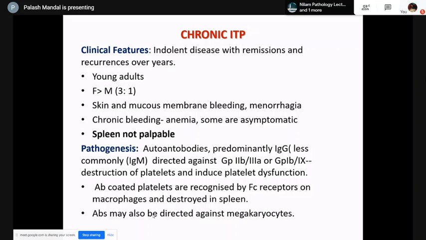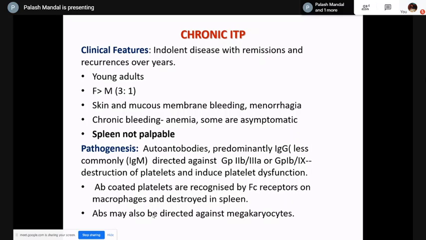Chronic ITP has a slow start. In acute ITP there is a sudden onset, but here it's just indolent disease, with a slow start, remissions and recurrences over the years. At one point of time you may not see any disease, at another you may see the exuberance of the disease. A common term used is: now you see me, now you don't.